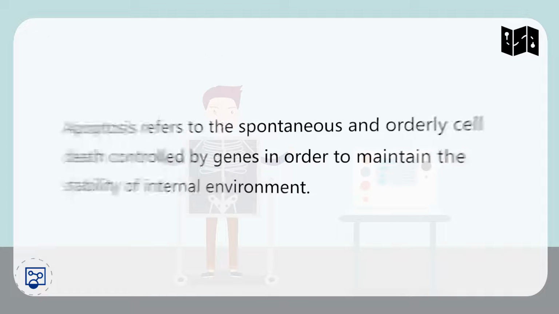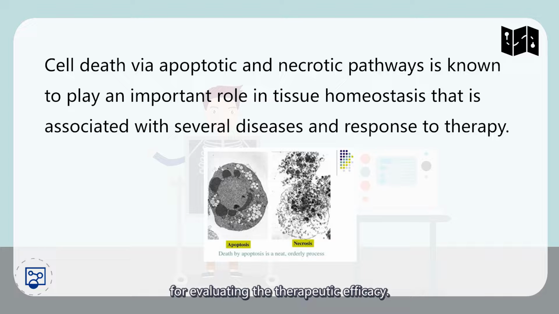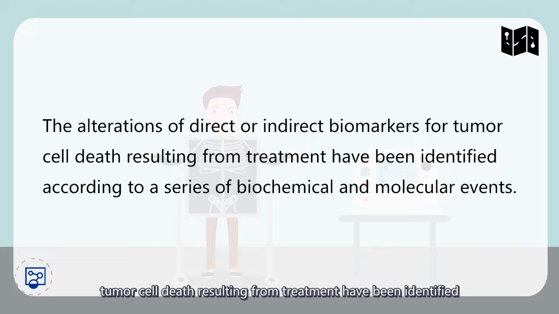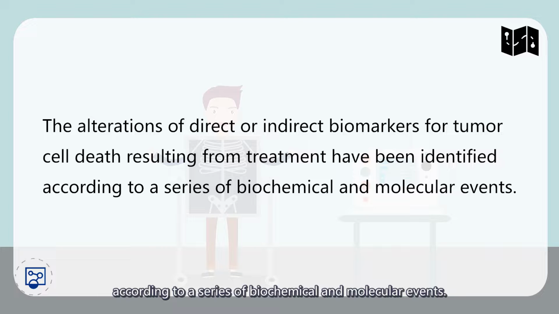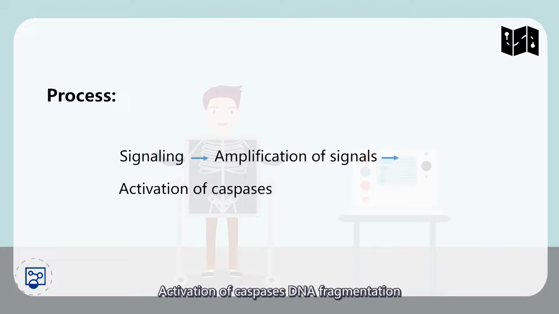to the living environment. Cell death, where apoptosis and necrosis pathways are known to play an important role in tissue homeostasis, is associated with several diseases and response to therapy. The degree of both apoptosis and necrosis can elucidate the mechanisms of the cell death and provide valuable information for evaluating the therapeutic efficiency. The alteration of direct or indirect biomarkers for tumor cell death resulting from treatment have been identified according to the series of biochemical and molecular events.